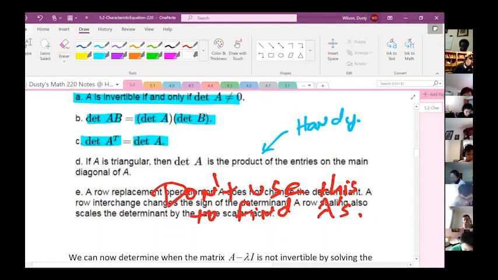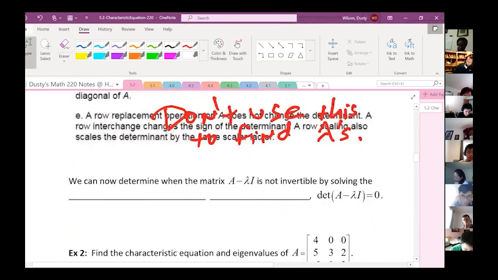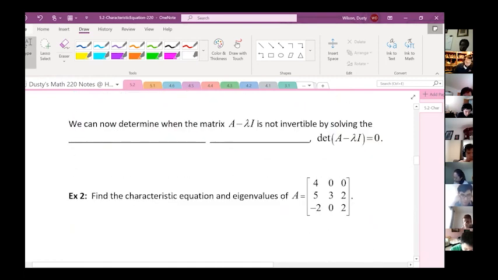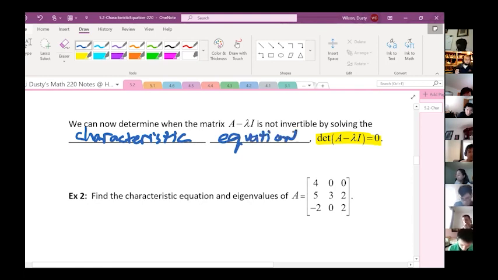Okay, onwards and upwards. So we can now determine when the matrix A minus lambda I is not invertible by solving this equation. So notice we have this equation: the determinant of A minus lambda I equals 0. That determinant comes up a lot, and so it's called the characteristic equation. If you look at the top of your page, I think you'll see that the name of this section is eigenvalues and the characteristic equation, right? So this thing's a big deal. So let's find a characteristic equation.